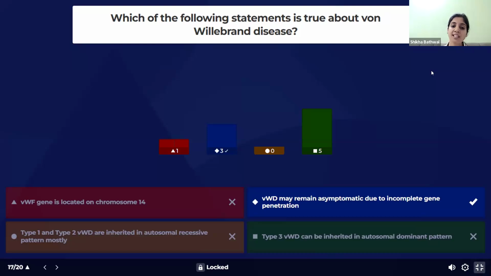So this disease may vary. The symptoms may vary. It may be very mild to very severe. Generally, type 1 and type 2 are autosomal dominant and they are the milder forms. And type 3 is the autosomal recessive type and it is the more severe form and generally leads to bleeding in joints, etc. and spontaneous internal bleeding. And the gene is located on chromosome 12 and not on 14.